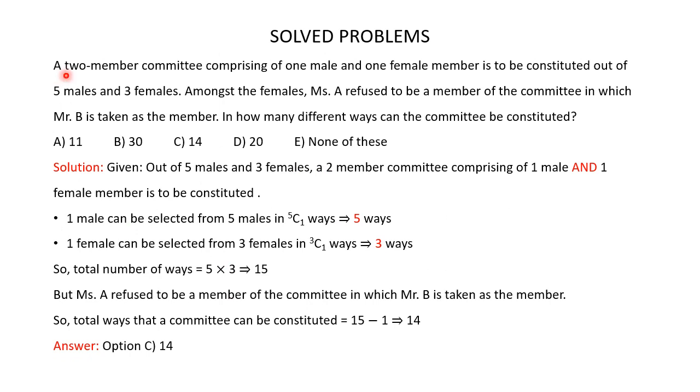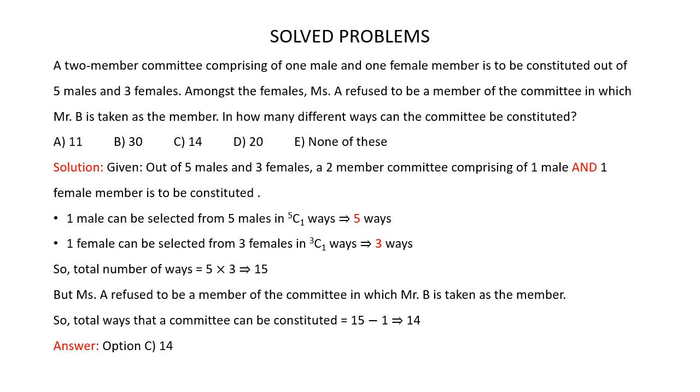A two-member committee comprising one male and one female member is to be constituted out of 5 males and 3 females. Amongst the females, Mrs. A refused to be a member of the committee in which Mr. B is taken as the member. In how many different ways can the committee be constituted? Here you are given 5 options and you have to find out which of these options is the correct one.